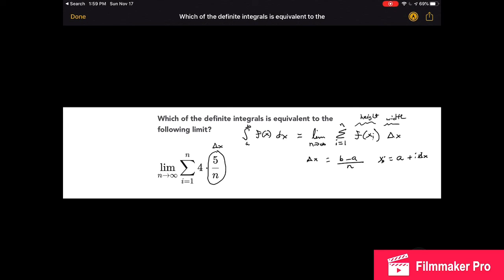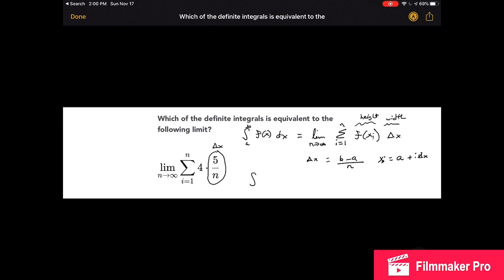But here there is no i. So that tells me there was no x in the original function. So I must just have a constant function here, and in this case, the constant function would be 4. I know that for sure because I don't have an i in my sum here.